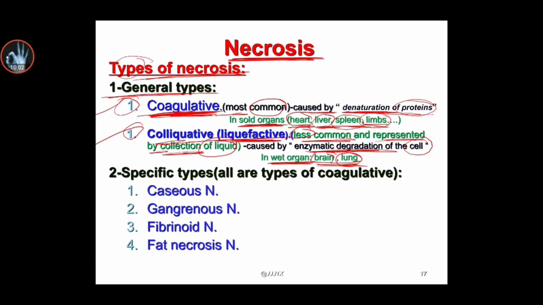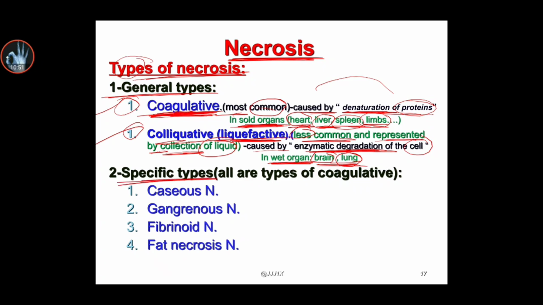So now these are the general types. We have two types of necrosis, coagulative and liquefactive. The coagulative is most common, occurs in solid organs such as heart, liver, spleen and limbs, and is caused by degradation of proteins. The second type is liquefactive, less common, represented as a collection of liquid and caused by enzymatic degradation of the cells, occurring in wet organs. For example, as a question: which is liquefactive necrosis, heart, liver, spleen, or lung? You will choose lung. As examples of liquefactive necrosis, we have lung and brain.